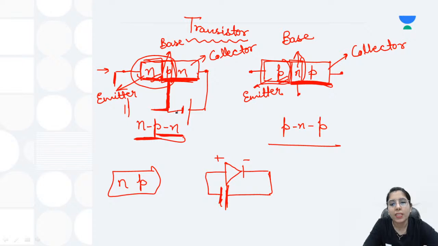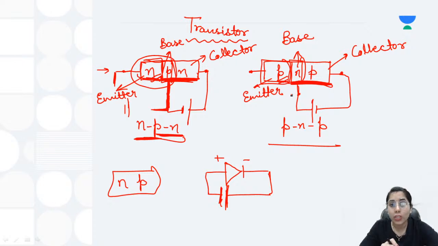So P type connected with negative, N type connected with positive, it makes it reverse biased. Same way, N type connected with positive, P type connected with negative will make it reverse biased. So collector diode is always reverse biased and emitter diode is always forward biased. That's the thing we have to consider about the transistor's different sections. I hope it's getting clear to everyone, and if there is any doubt, you can tell me about it.